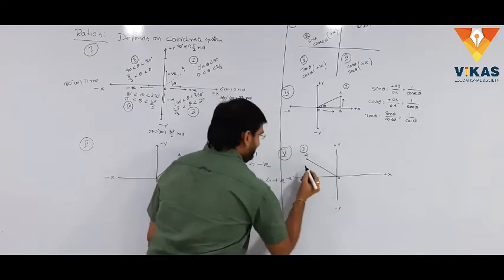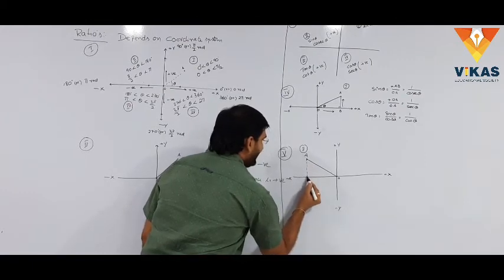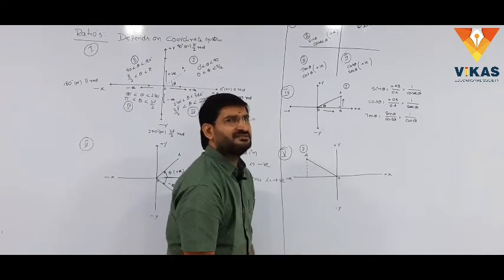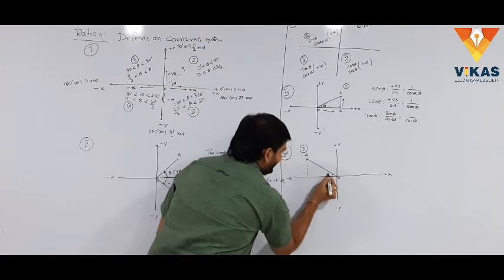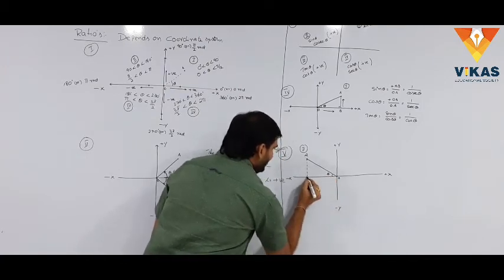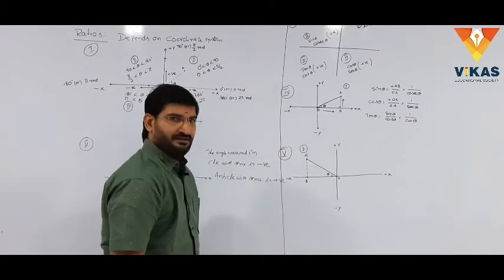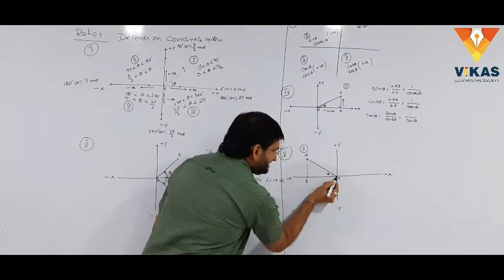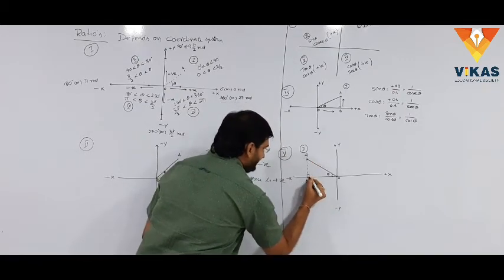We draw one perpendicular onto the x-axis. Why is the perpendicular drawn to the x-axis? The distance is measured from the x-axis only. Here it is theta. This intersecting point is B. This is origin, this is A, this is B. Here the right angle is formed.